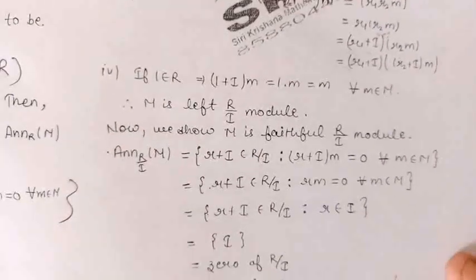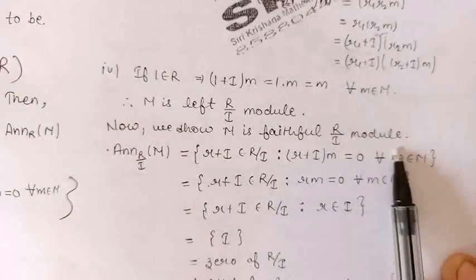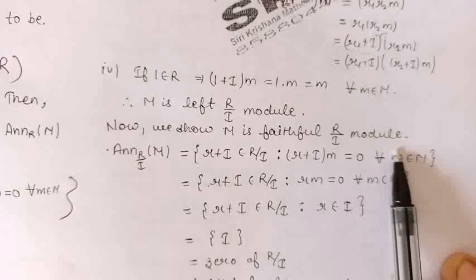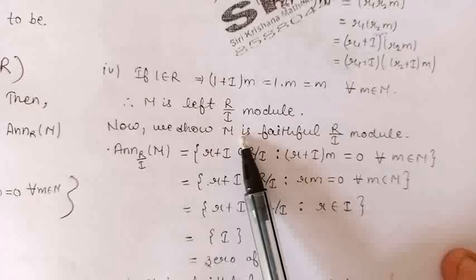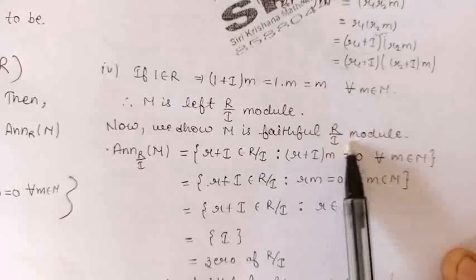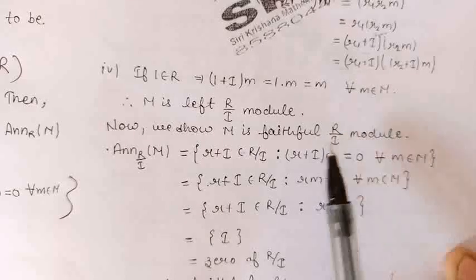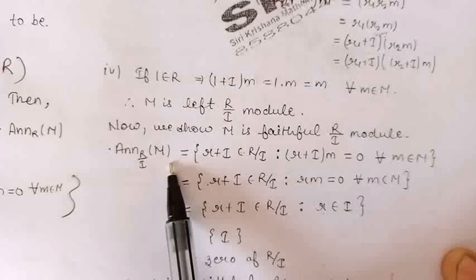Now it remains to prove that M is a faithful R/I module. To prove M is faithful, we will have to prove that the annihilator of module M is the 0 of R/I. The 0 of R/I is I. So we have to prove that the annihilator of module M is I.